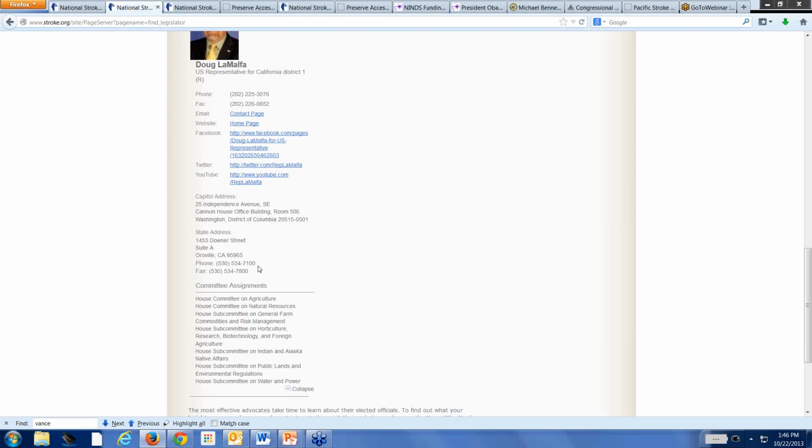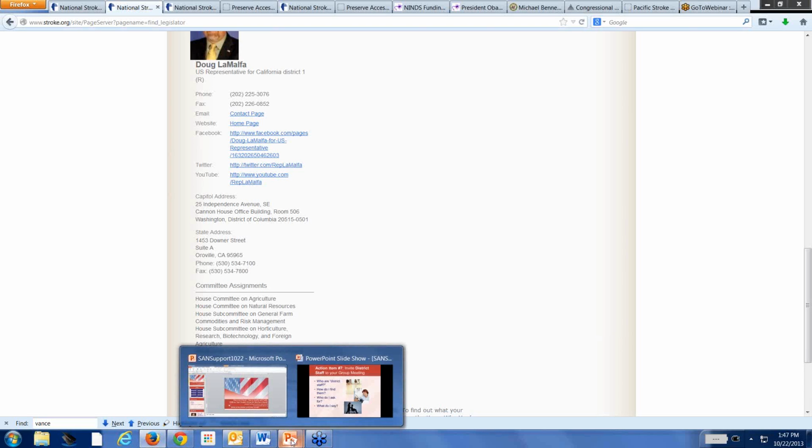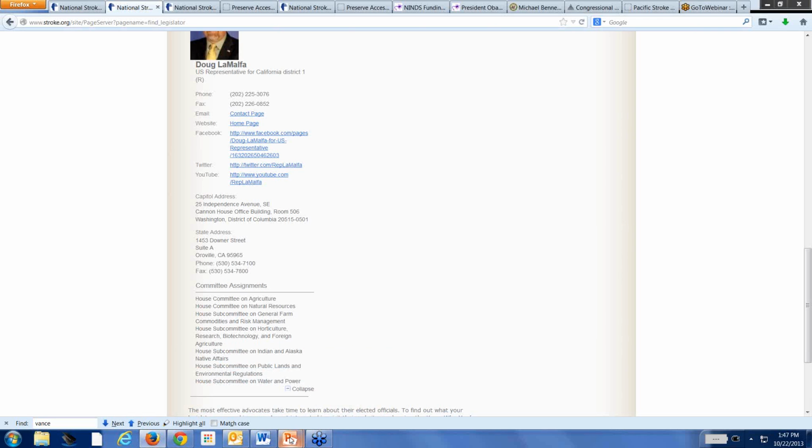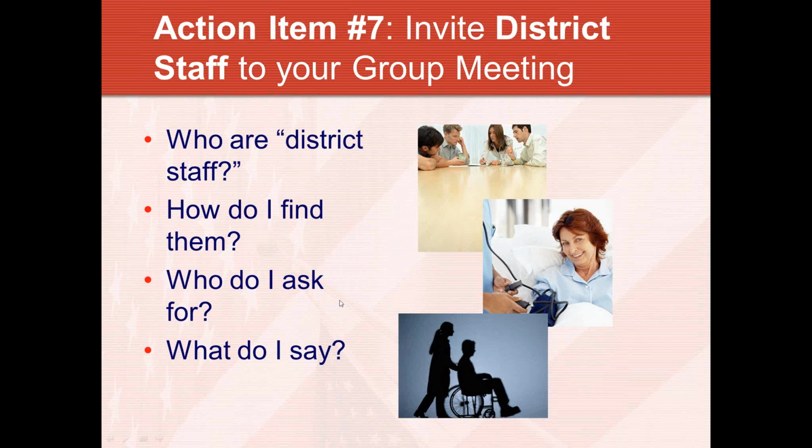Now, the district staff, they usually have 7 to 8 in the district office whose sole job it is to connect with people in the district, to go to meetings, to get to know local individuals, to talk with you, to try and resolve even some of the bureaucratic issues you might be having with the federal government. Those are folks who are called caseworkers who can sometimes help with that. So when I say invite district staff to a meeting, I mean go to this page, look up the district office, and then ask if a staff person can attend your meeting.